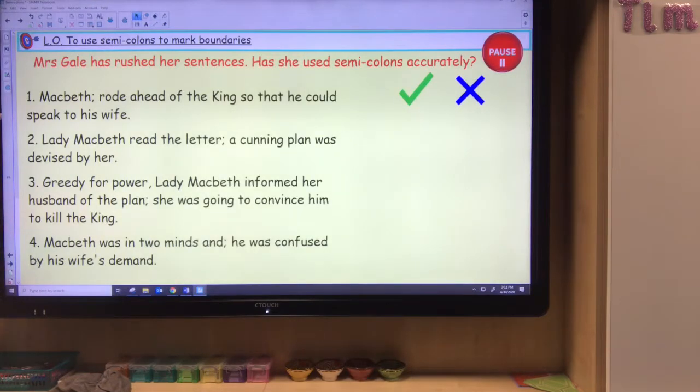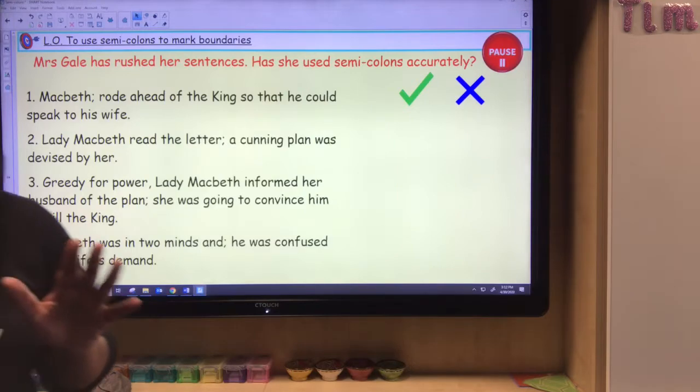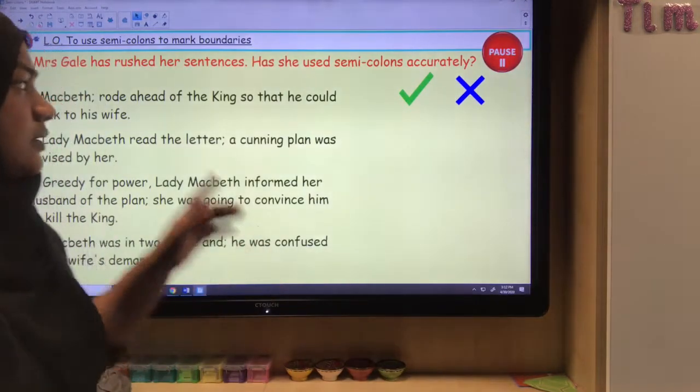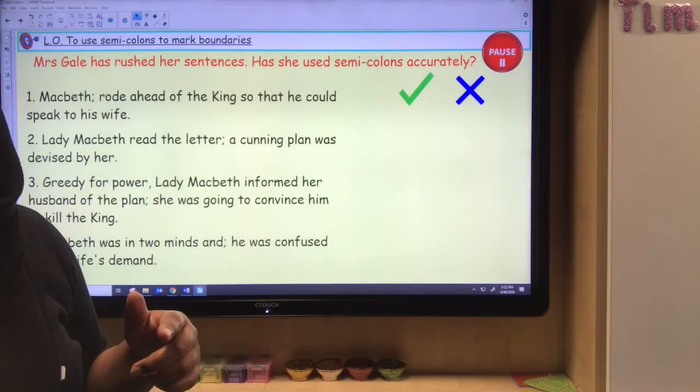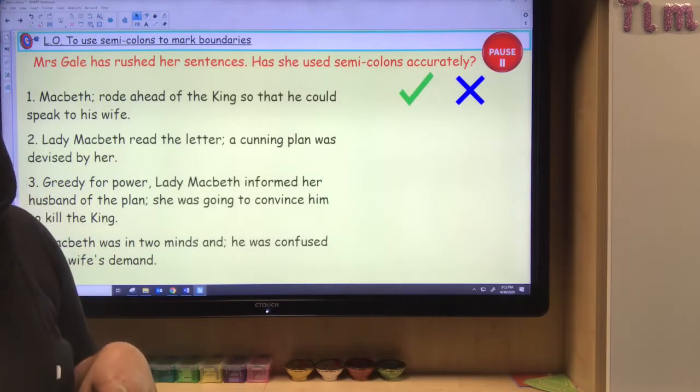So number 1, Macbeth, semicolon, rode ahead of the king so that he could speak to his wife. Number 2, Lady Macbeth read the letter, semicolon, a cunning plan was devised by her. Number 3, greedy for power, Lady Macbeth informed her husband of the plan, semicolon, she was going to convince him to kill the king. And number 4, Macbeth was in two minds and, semicolon, he was confused by his wife's demand. So pause the video here and decide which ones are accurate, which ones are not accurate, and why they aren't accurate. Okay, so pause.